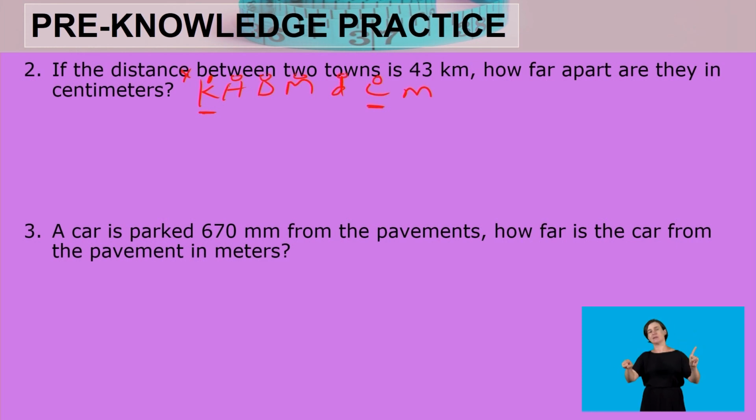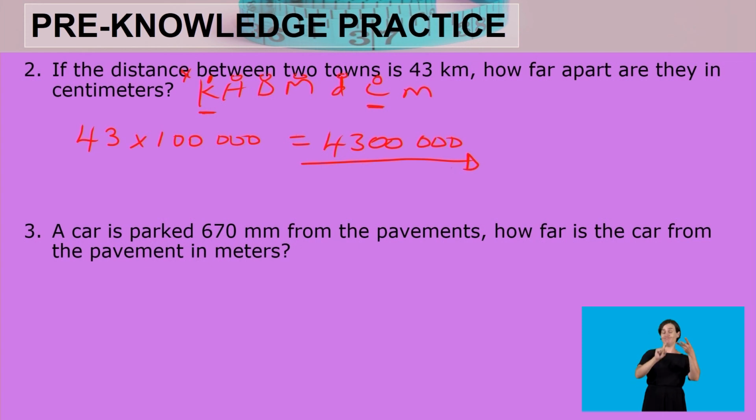So it's actually 100,000. So we're going to say 43 multiplied by 100,000. So what is 43 multiplied by 100,000? It gives us 430,000. Is it 430,000 or 4 million? Let's check. 43 multiplied by 100,000 gives us 4,300,000.